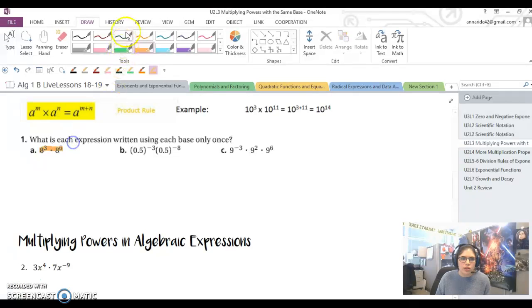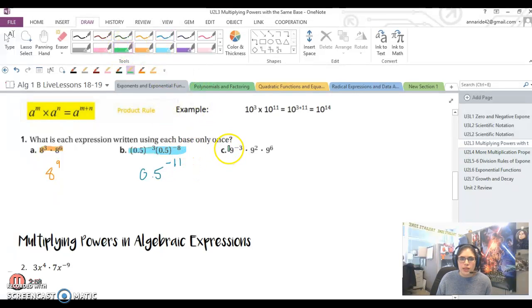If you have 8 to the third times 8 to the sixth, you add the exponents and you get 8 to the 3 plus 6 gives me 8 to the ninth power. If I have 0.5 to the power of negative 3 times 0.5 to the power of negative 8, again I add the exponents and I end up with 0.5 to the power of negative 11, because if I have negative 3 plus negative 8, altogether that's negative 11. I can think about that as starting at negative 3 and then moving 8 to the negative side to the left, and altogether it's negative 11.